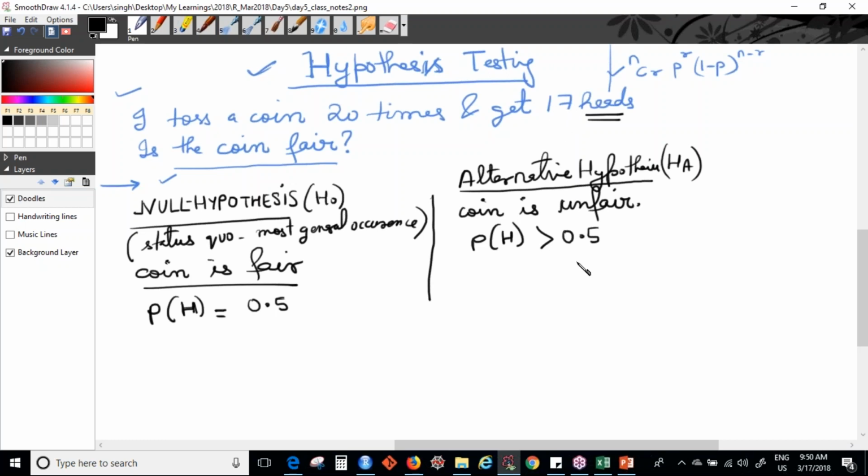Okay, so everybody understands this. Why have I written probability of head is greater than 0.5? Of course, you will never say it is less than 0.5, right? Because if the probability of head was less than 0.5, you would never get 17 heads. You would get less than 10 heads in that case. But I have got 17 heads. That means the probability is greater than 0.5. Now, what is that exact value? We don't know. But it is definitely greater than 0.5. Okay, do you follow this, guys?